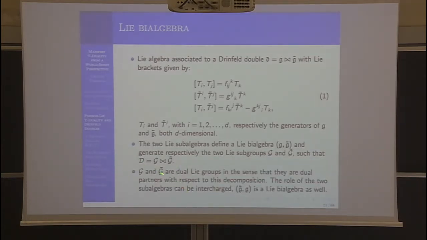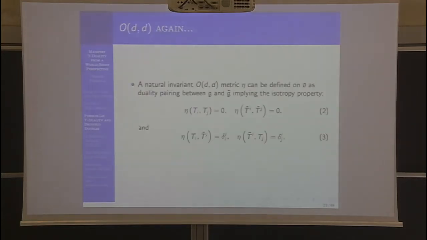G and G tilde, the two groups, are dual Lie groups, in the sense that they are dual partners with respect to this decomposition. Of course, the roles of the two subalgebras can be interchanged, meaning that G tilde is also a Lie bialgebra. And we find that a natural invariant O(D,D) matrix, so again we see that it appears continuously, a natural invariant O(D,D) matrix eta can be defined on the Lie algebra as a duality pairing between G and G tilde, implying the isotropy property. So these objects define precisely an O(D,D) invariant matrix.